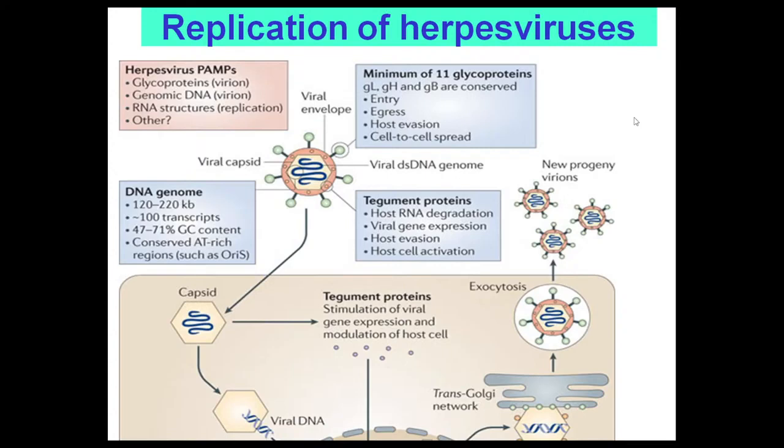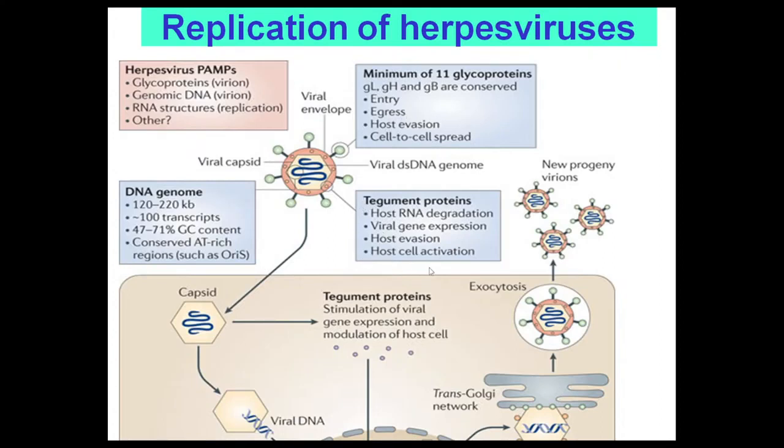Now first what we have, and then we discuss generally the replicative cycle. So first we know that the innate immunity cells are supposed to recognize the microbes according to their PAMPs. We think that the viral glycoproteins, then genomic DNA and RNA structures that occur during replication may serve as the herpesvirus PAMPs. Then we mentioned that a minimum of 11 glycoproteins are found on the surface of the envelope. Some of them are conserved, and these are glycoproteins HBL. Then they may help in entry, egress, host evasion, and cell-to-cell spread.